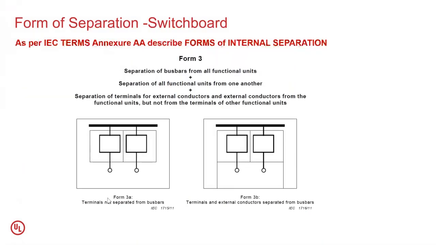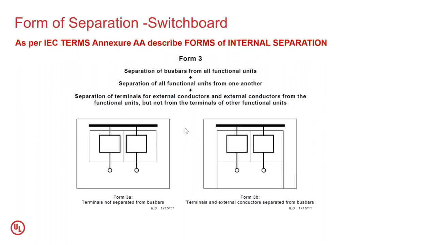Same way, 3A. Terminals not separated from bus bar, and terminals for external conductors were separated from bus bar. Means even here, the terminals of the external are also separated. Okay. So form 3A, terminals not separated from bus bar. Form 3B, terminals and external conductors together separated from main bus bar. Clear? It's very, very simple.